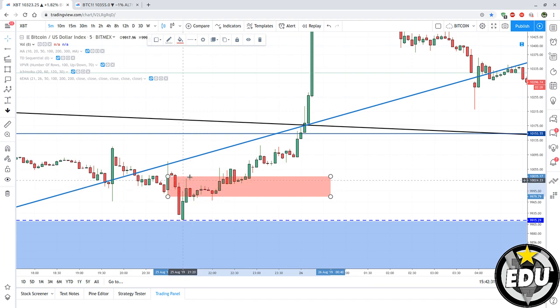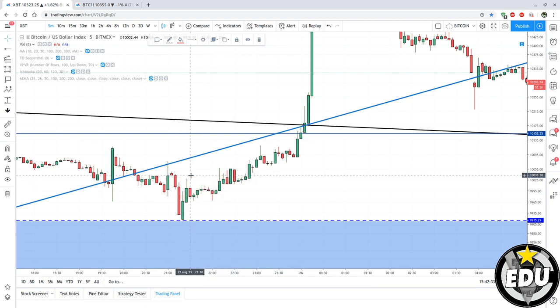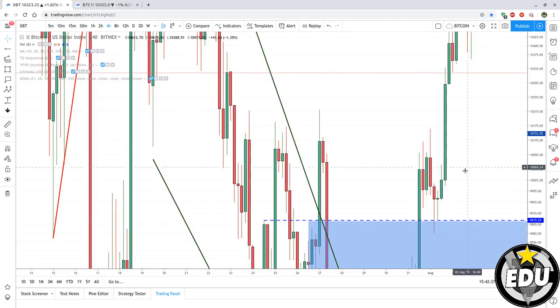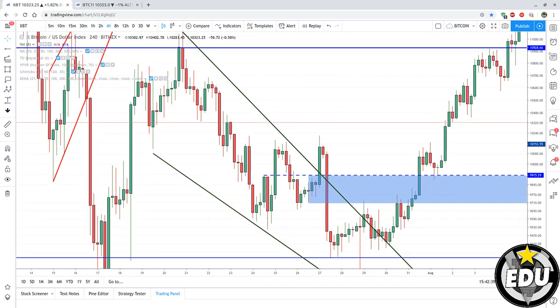This was a tough one to call. But there was a swing failure pattern on the higher time frame that could have been the case.